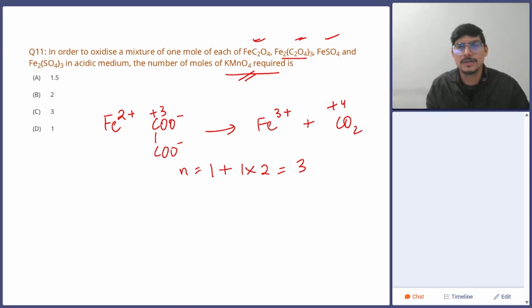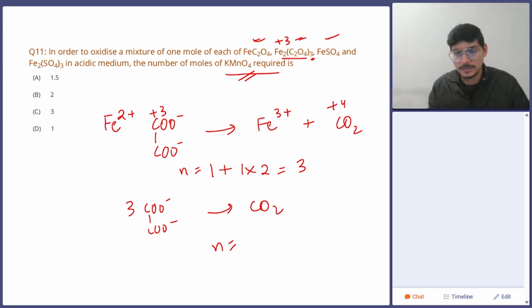This is ferric oxalate, guys. Why? Because oxalate carries a -2, so 3 oxalates will carry -6, which means iron should carry +3. So basically no change in oxidation state of ferric, right? Because it is already in its highest stable state. But oxalate, yes, 3 oxalates will be oxidized to CO2. And as we have seen, 1 oxalate gives 2 electrons, right? Carbon goes from +3 to +4, and there are 2 carbons and 3 oxalates, so a total of 6 electrons.